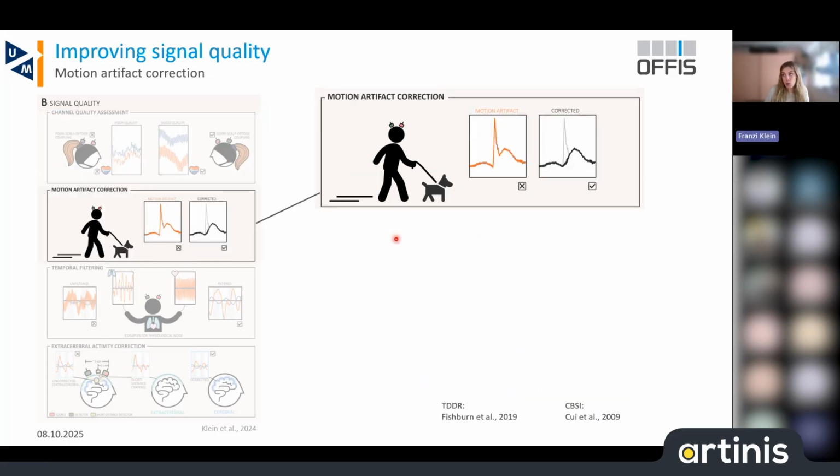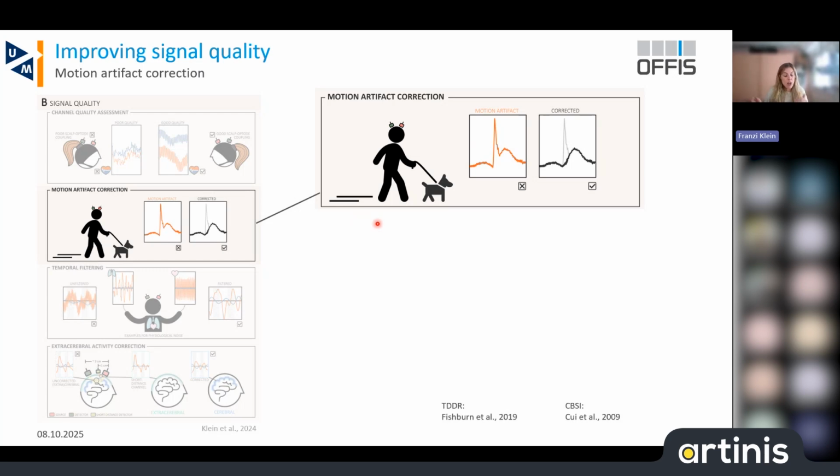And the same is true for motion artifacts, of course. As you can see here, this person is walking the dog, and if you have ever performed an experiment where people are walking, for instance, it happens quite often that you see motion artifacts. Motion artifacts can look very different, but one is that it could look like a spike, like a jump in the signal, because the optodes have decoupled from the skin. There are also other things like baseline shifts and so on, and all of them are, of course, bad.